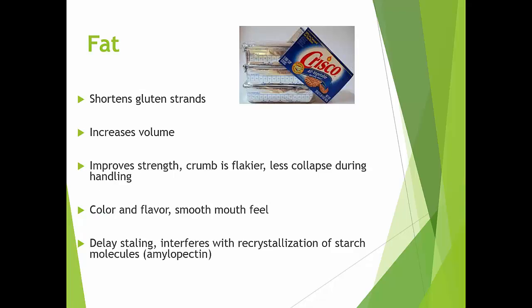So let's look at the different ingredients that we add to our batters and doughs to see what purposes or what role they play in your baked goods. So with fat like Crisco, for example, its purpose in a baked good is to shorten the gluten strand. It also helps to increase volume. It improves the strength of your crumb. Your crumb is flakier and there's less collapse during handling. It also can provide color and flavor and a very smooth mouthfeel.